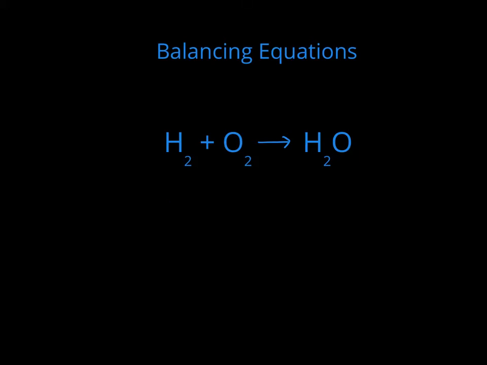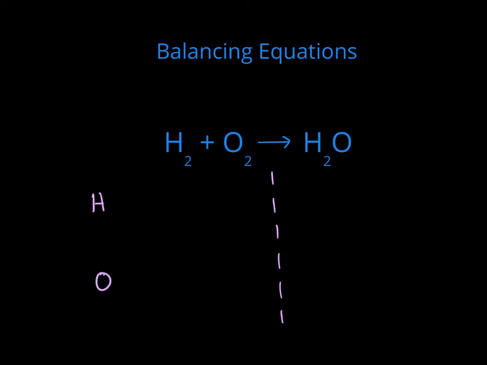So let's practice actually balancing this equation. The first thing I'm going to do is draw this dashed line down underneath my arrow to separate my reactants from my products. And now I'm going to list all of the elements present in this reaction. And for this reaction, it's just hydrogen and oxygen.